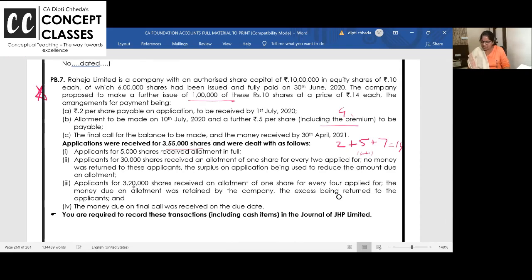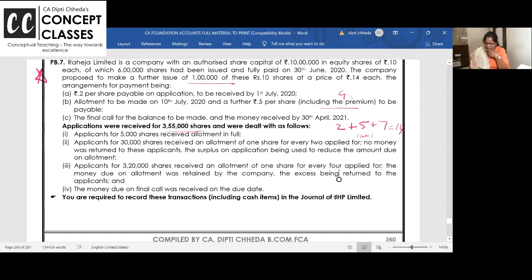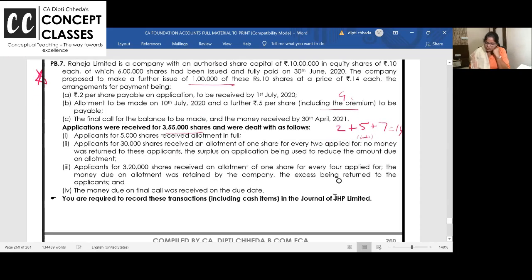3,20,000 shares received allotment of 1 share for 4 applications. For 4 applications they gave only 1 share. So even after adjusting, there will be excess, because they had applied 4 times. That you refund. And money due for the final call was also received. You are required to record these transactions in the form of journal.